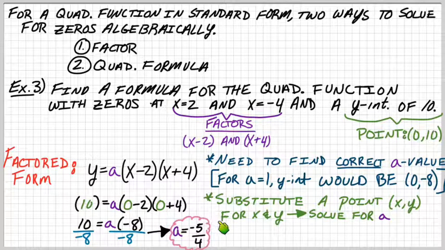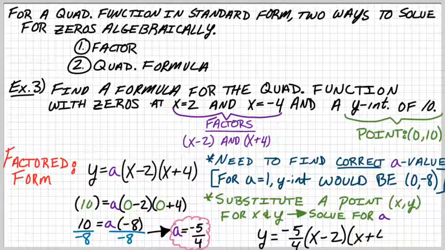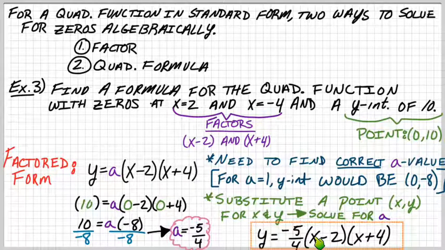So that's really the tricky part here. People always forget to actually get the correct a value. So our final solution, now we know what a is, we know the whole formula: y equals -5/4 times x minus 2 times x plus 4. And if you don't believe it, plug in 0 for x right now, and I guarantee you get a y-intercept of 10. That's how you can check this.